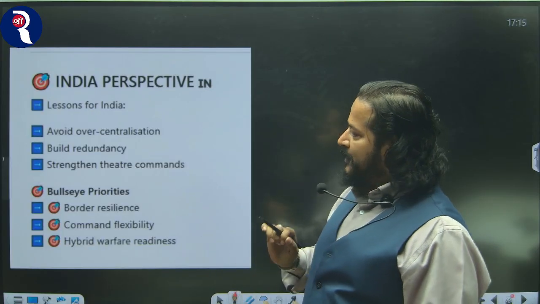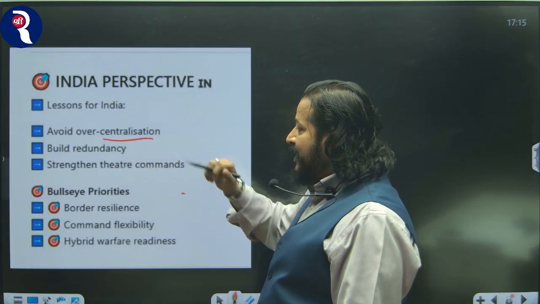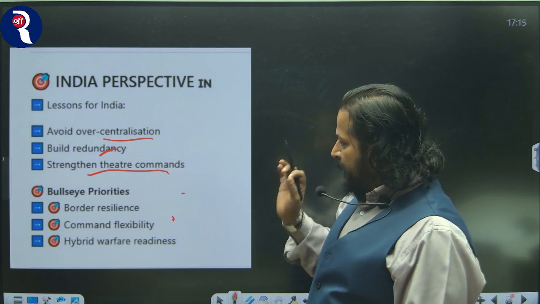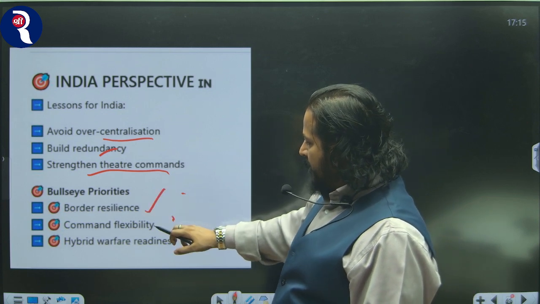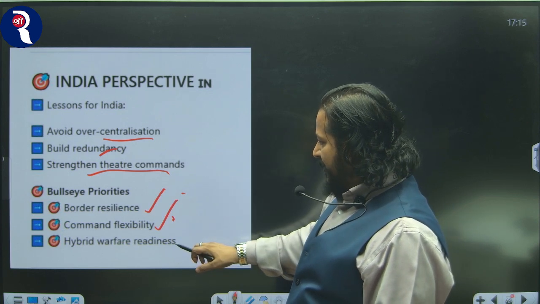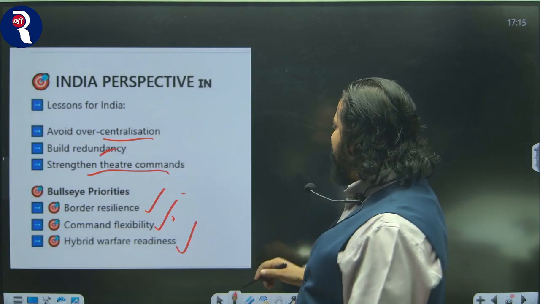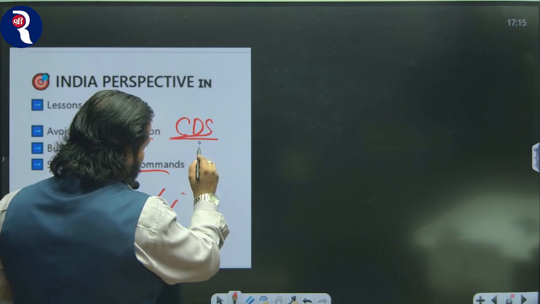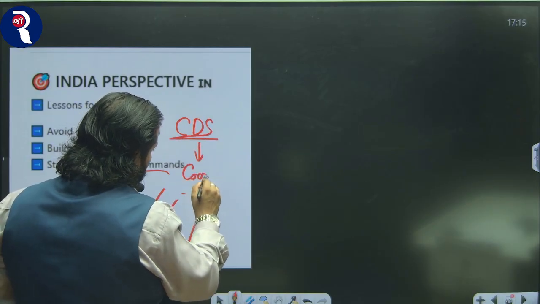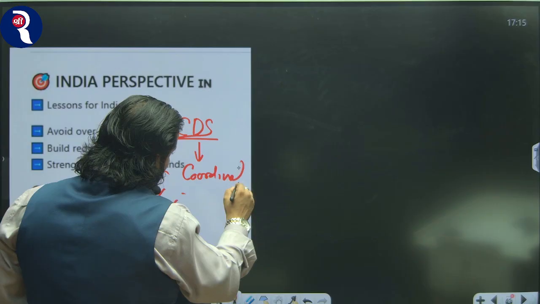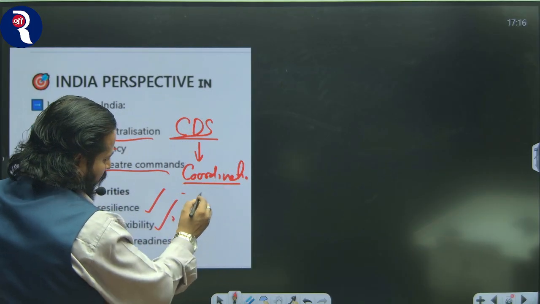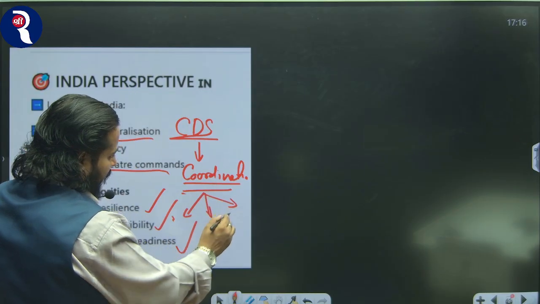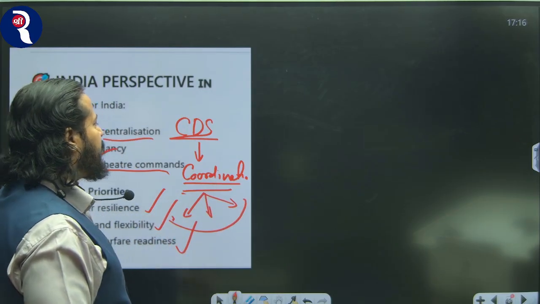Now, India's perspective, lessons for India: avoid over-centralization, build redundancy, and strengthen theater commands, right? So we have to pay attention to the border, to command flexibility and hybrid warfare readiness, and that's the reason UPSC asks questions related to the Chief of Defence Staff. The Chief of Defence Staff was mainly built for coordination, because a few years back, the army, navy and air force were working separately. So this is why the Chief of Defence Staff was created.